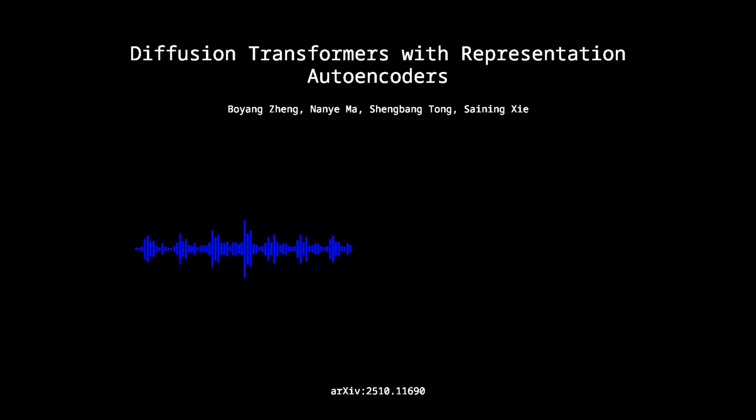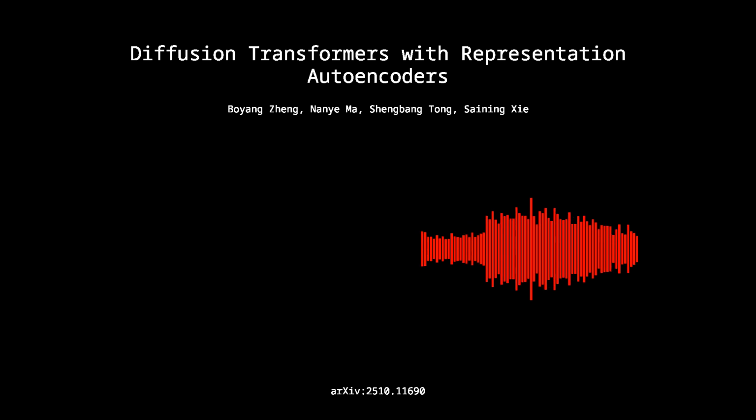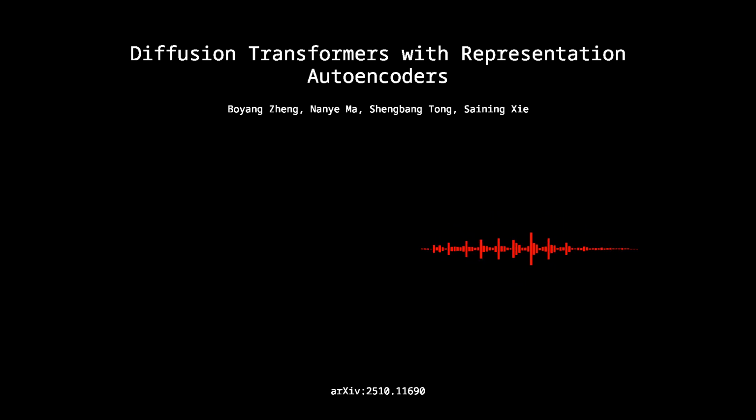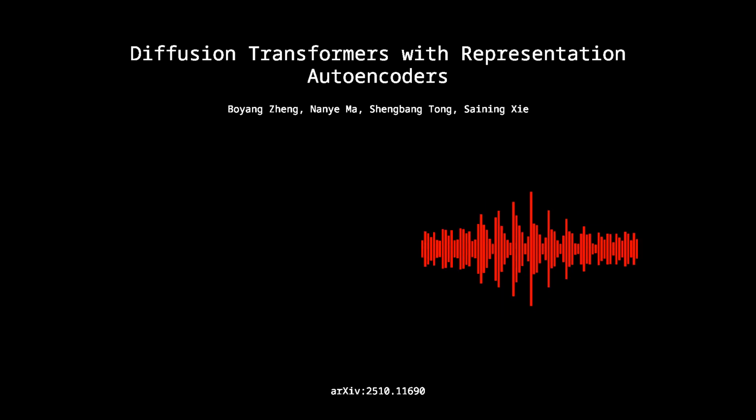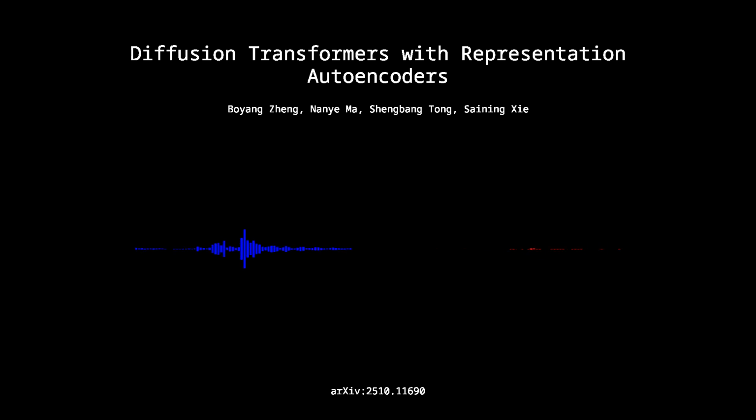RAE replaces the VAE encoder with a frozen, pretrained representation encoder. We're talking about powerful modern models, things like DINOv2, SigLIP, maybe MAE. Models already optimized for rich, high-level semantic understanding. This frozen encoder is then paired with a newly trained ViT decoder, a vision transformer decoder. Okay, so the immediate goal of combining these isn't just efficient reconstruction, it's more like guaranteeing a high-quality latent space right from the start. Precisely.